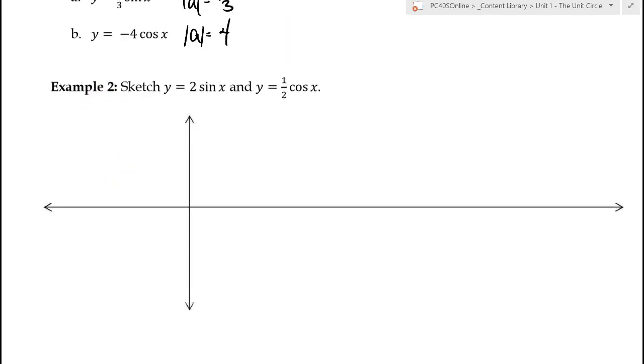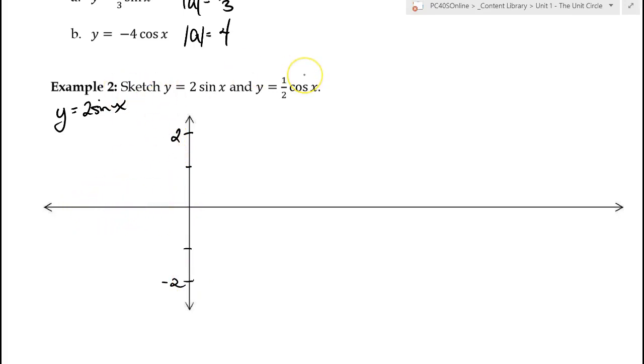So what does this do to my graph? Well, it's that vertical stretch or compression. So typically, I'm going to draw y equals 2 sine x first. Typically, my maximum is 1 and my minimum is -1. Now, instead of 1, it will be 2 and -2. So we're seeing that sort of vertical stretch. It does not change my zero values at all.